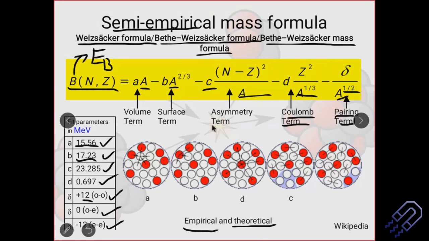And the last term is basically called the pairing term. Now pairing term depends on these three factors. Very important to understand this. We'll go into the last slide and understand this pairing term. But what do you mean by pairing? Pairing means proton is paired with proton, neutron is paired with neutron, neutron is paired with neutron, and so on. So they are having a self pairing.